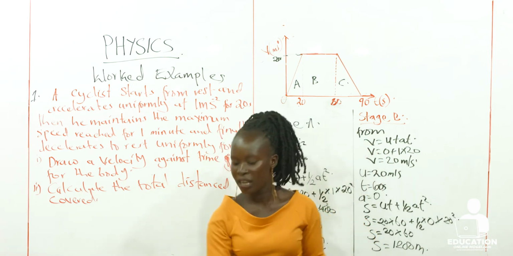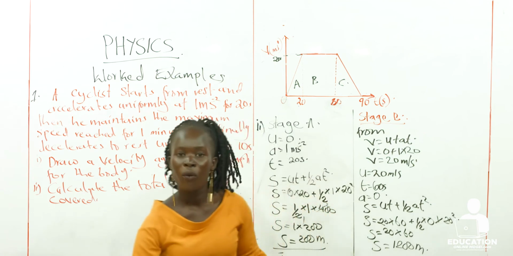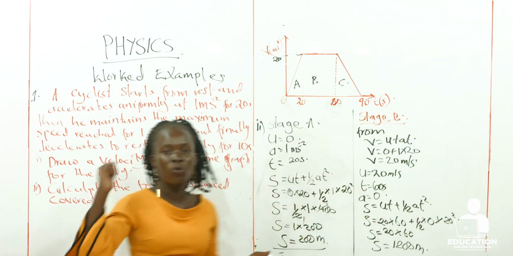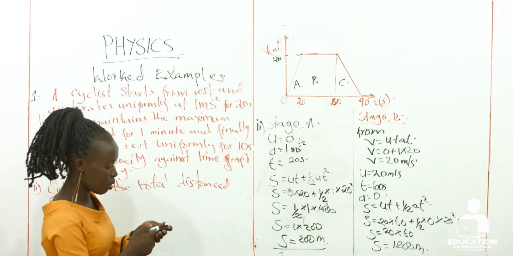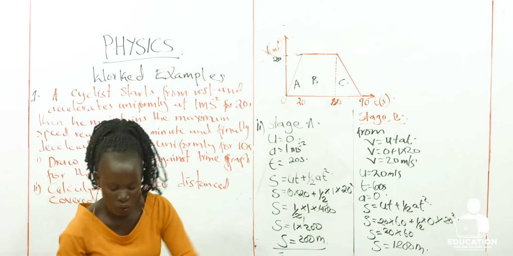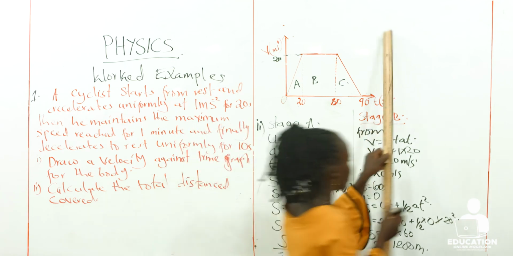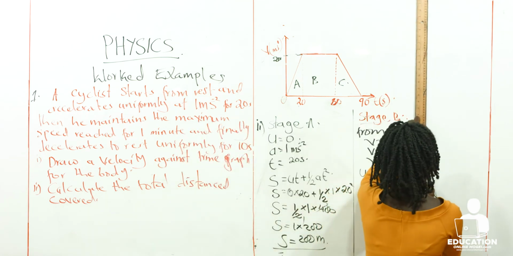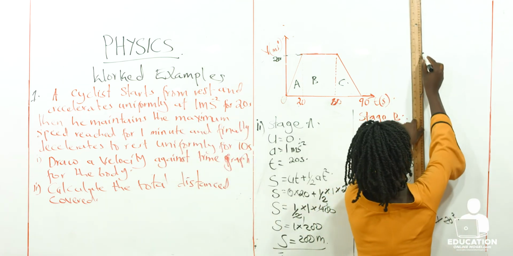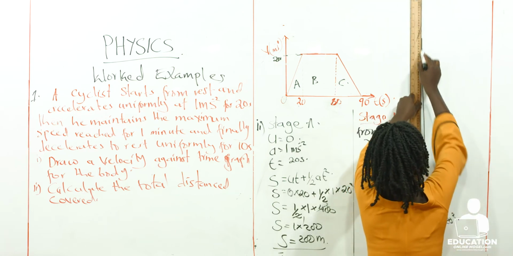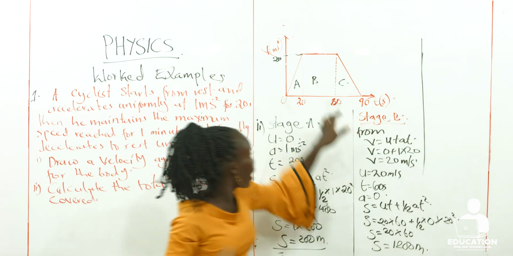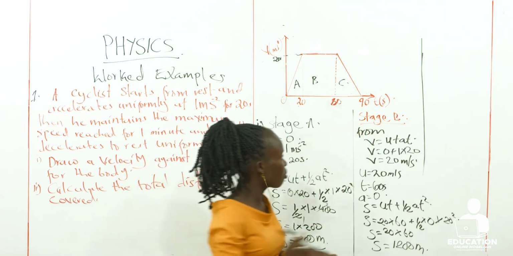So that is still not our total distance. We still have the distance covered by the cyclist when it was coming to rest. Because here you see that they say that our cyclist was also coming to rest. So how do we get that? Let us look at this now, stage C, when the body was coming to rest.